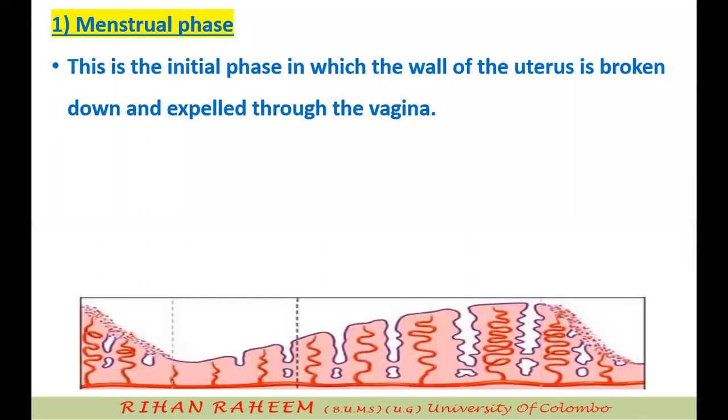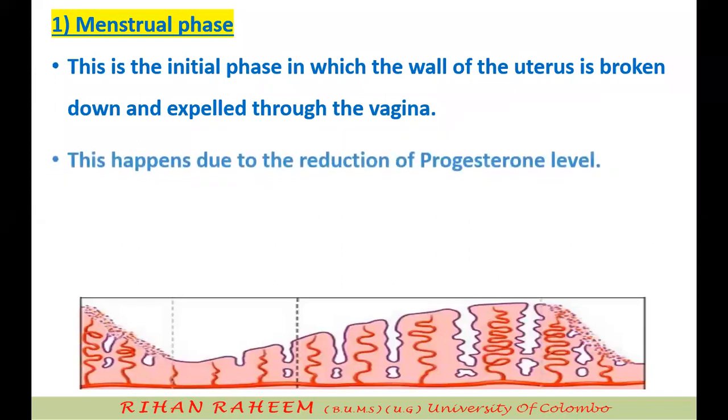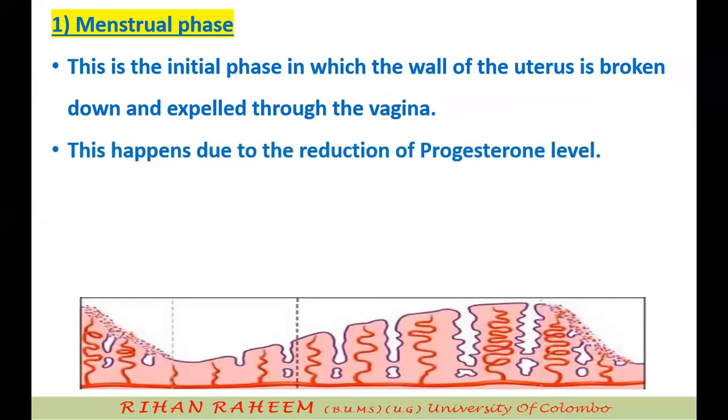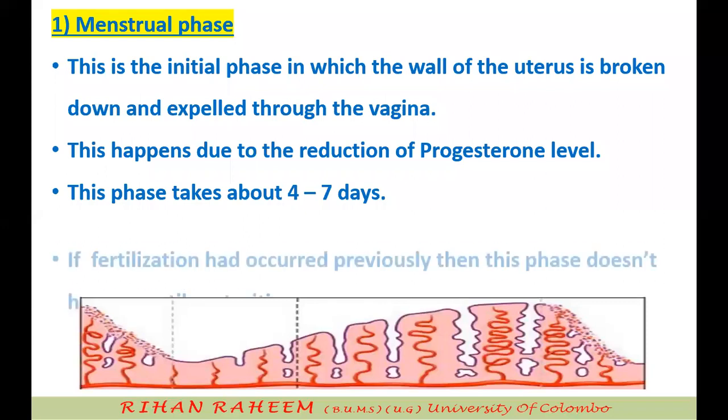This is the initial phase in which the wall of the uterus is broken down and expelled through the vagina. This is where the bleeding occurs. This happens due to the reduction of the progesterone level. It takes place around 3 to 7 days. 3 days is normal, maximum it can go up to 7 days. If it goes beyond 7 days, it is a disease.